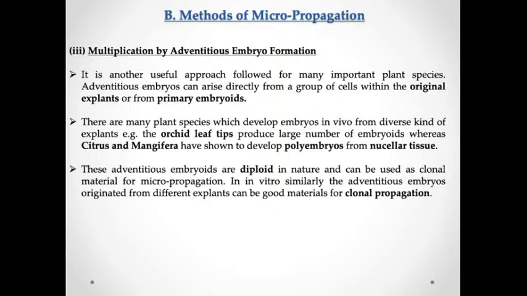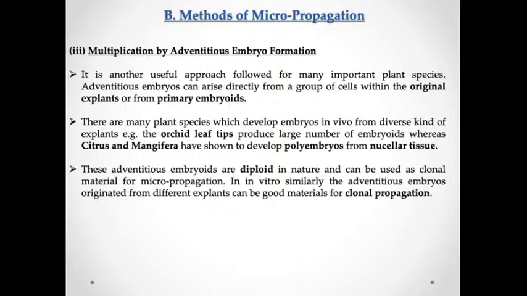Now, after covering the axillary bud and adventitious shoots, now comes adventitious embryo formation, the third method of micropropagation. This is another useful approach followed for many important plant species. An adventitious embryo can arise directly from a group of cells within the original explant or from the primary embryos. There are many plant species which develop embryos in vivo from diverse kinds of explants.